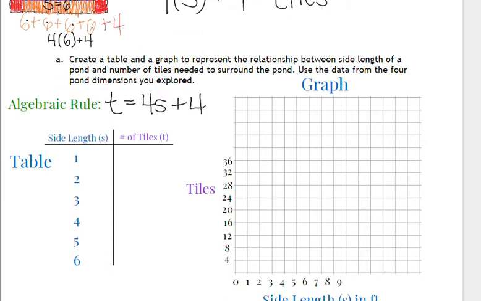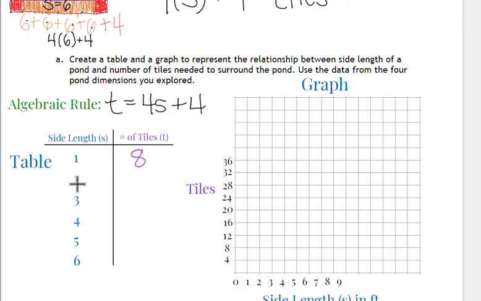So now we can take this formula and substitute in the values that are listed in the table, which we actually have already done above, but we're going to use it to mathematically figure out how many tiles that would be equal to. So if we have a side length of 1, we would substitute 1 for that s. So we would do 4 times 1, which is 4, and then add to that the 4 corner tiles. So 4 plus 4 would be 8. And I'm going to erase all of that so I can reuse it. So the number of tiles we need for a pool with a side length of 1 would be 8 tiles.